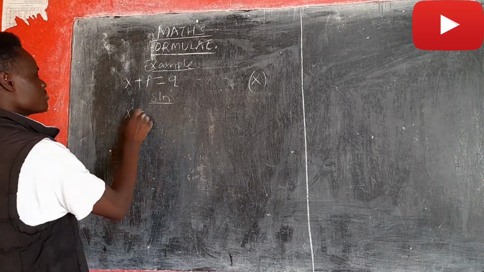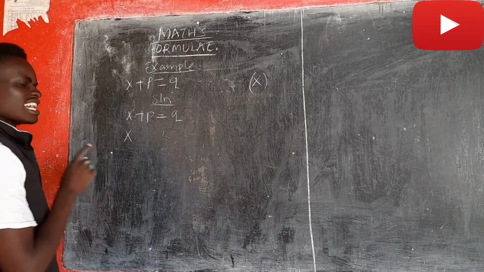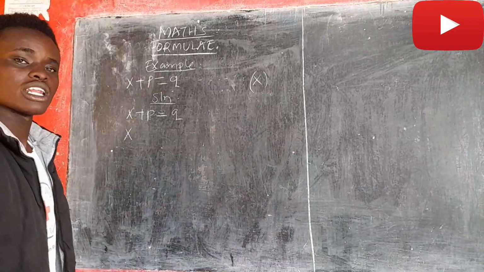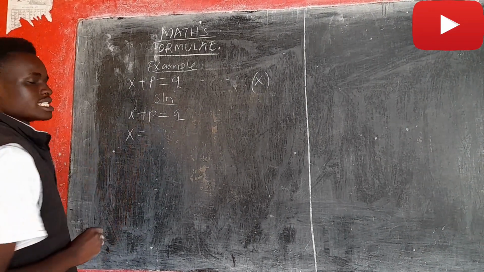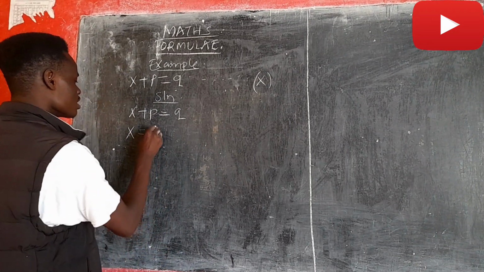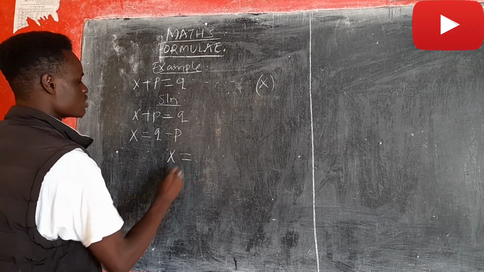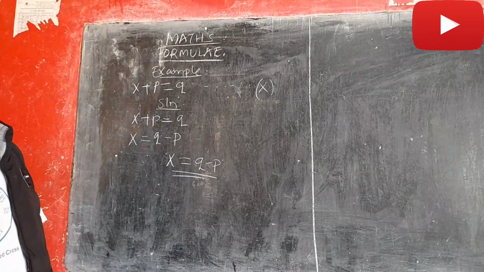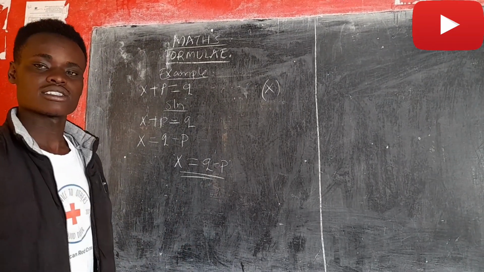So it will be x plus p is equal to q. Therefore, we are going to let the x be on the left hand side, then the other things go to the right hand side. So therefore x is equal to, remember p is positive. When it crosses the equal sign, it becomes what? A negative. So it will be q minus p. And therefore you can conclude by saying x is equivalent to q minus p. And that's how we make the subject of the formula of some entities. That is x. We are making x the subject of the formula.